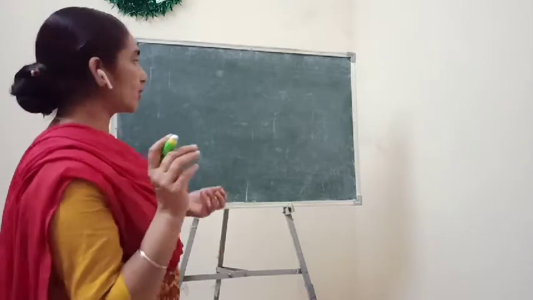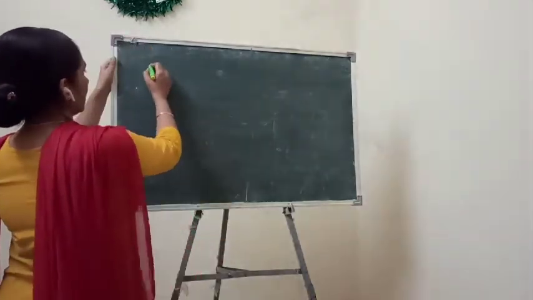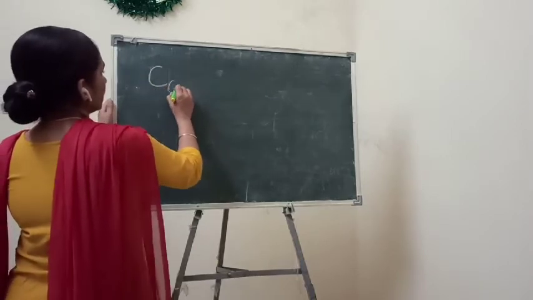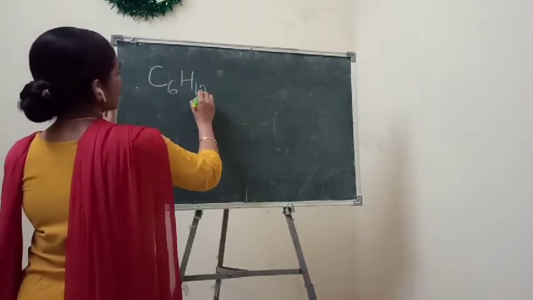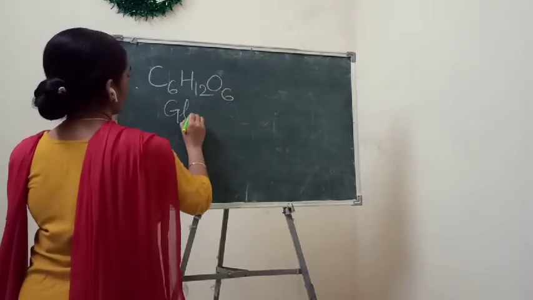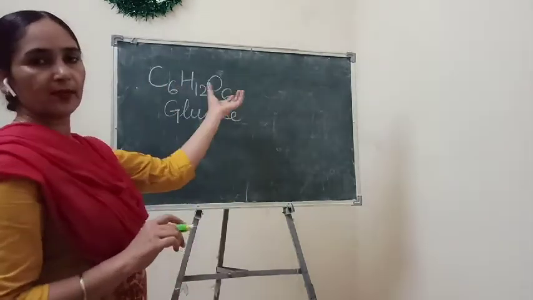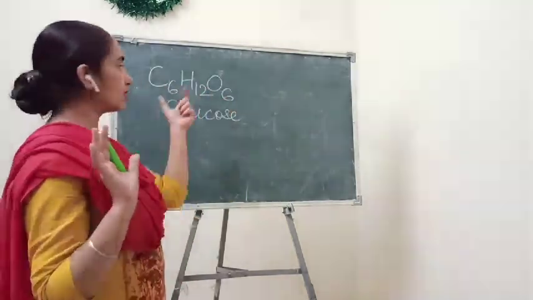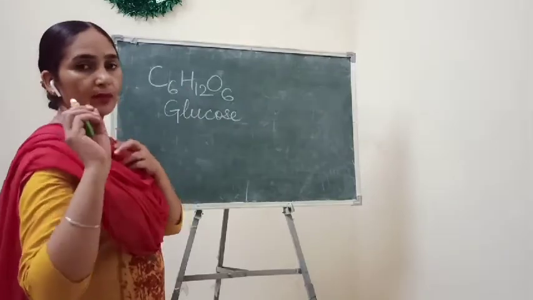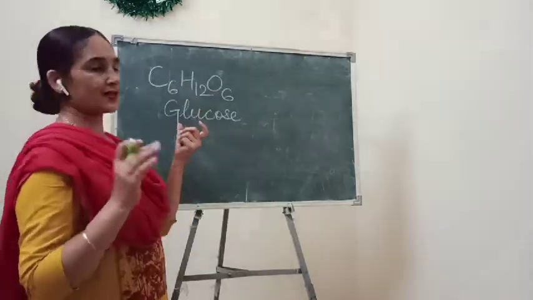Do you know what respiration is? In the respiration process, what is happening? Food in the form of glucose, C6H12O6. What is this? This is the formula of glucose. It is a little bit bigger formula, but you have to learn it because it is a very common compound and you will use it again in your studies.